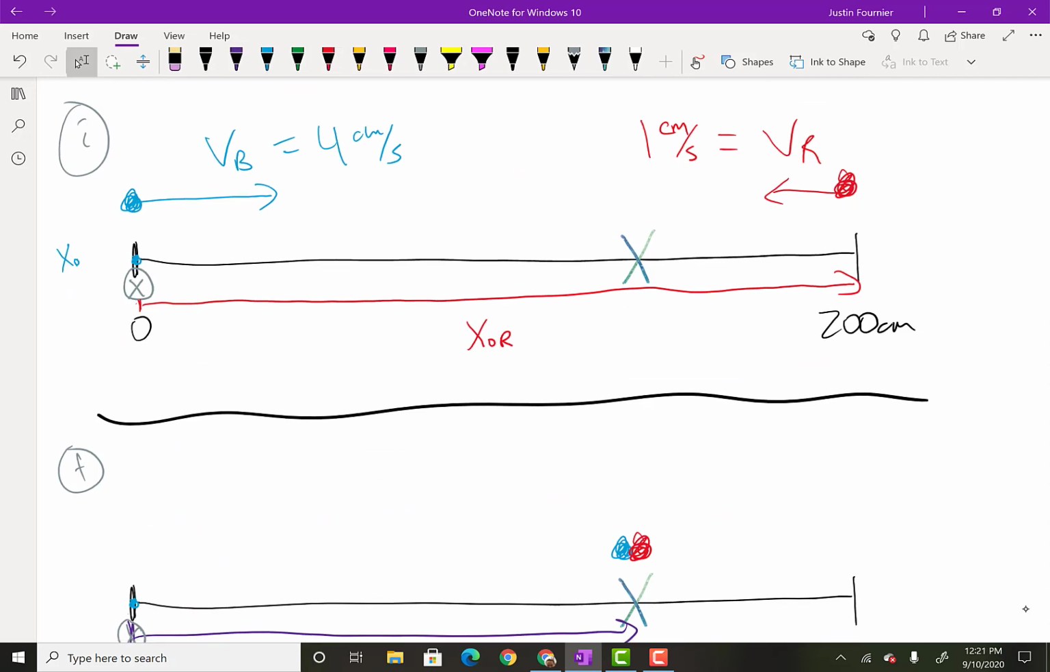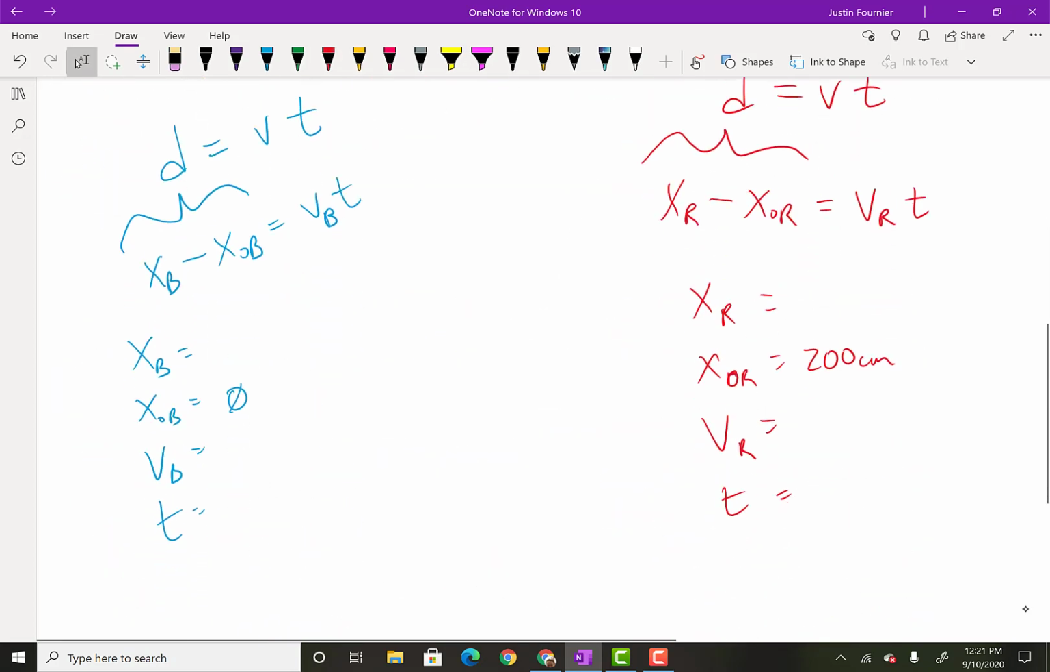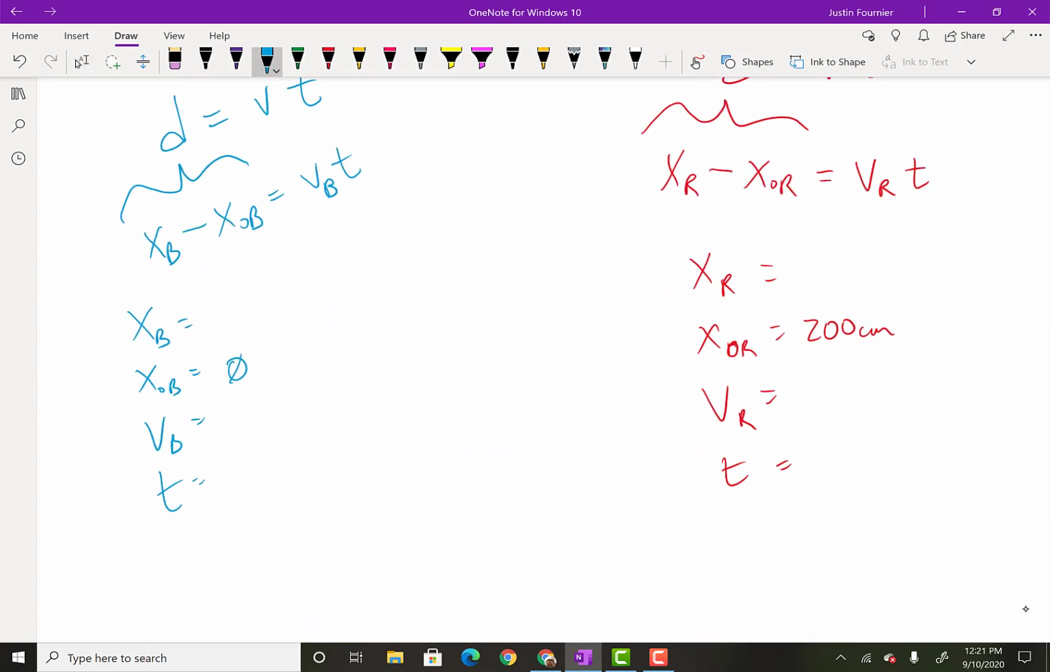Let's see. What else do I know? Oh, I know the velocities. The blue car is moving to the right at 4 centimeters per second. So I'll write down the velocity of the blue car is 4 centimeters per second. I'm using centimeters because the numbers are a little easier. Whatever you use, centimeters or meters though, just make sure you're being consistent.